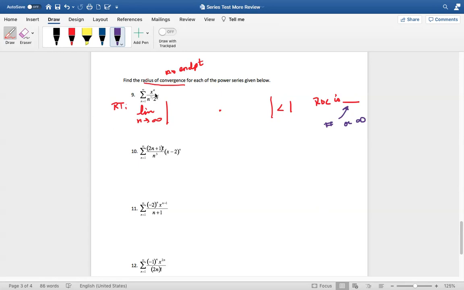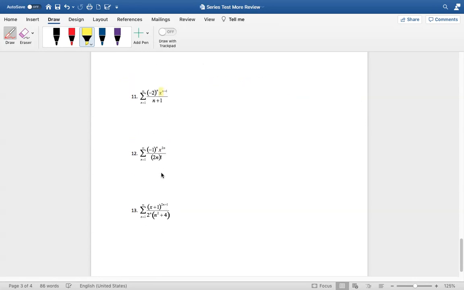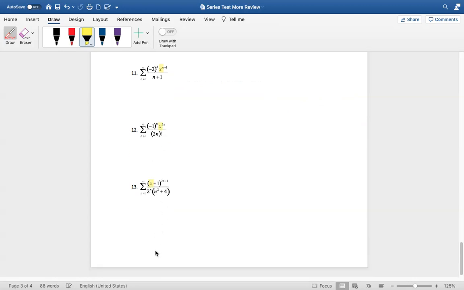And don't forget your centers, right? This one, your center is 0. This one, your center is 2, 0, 0, -1, right?